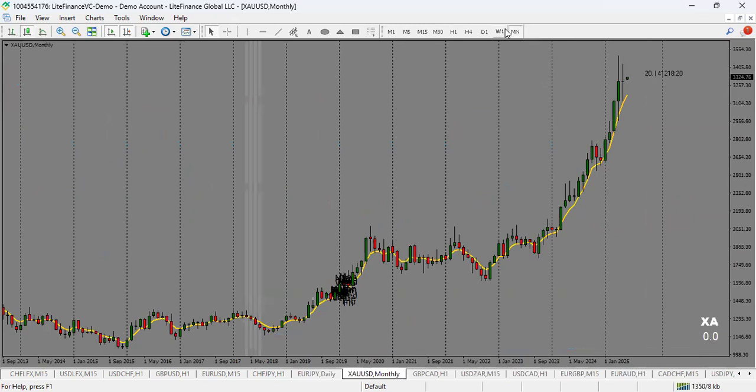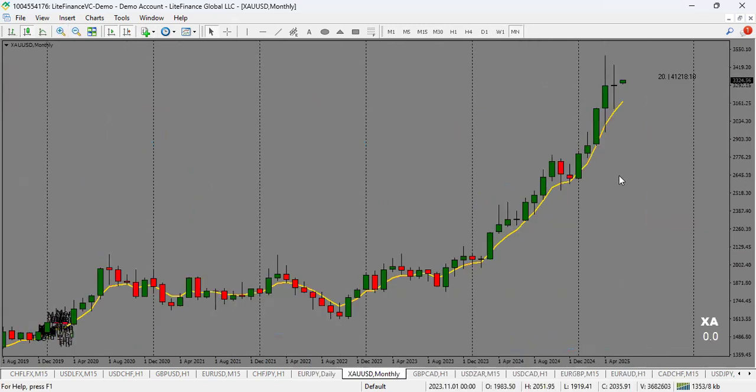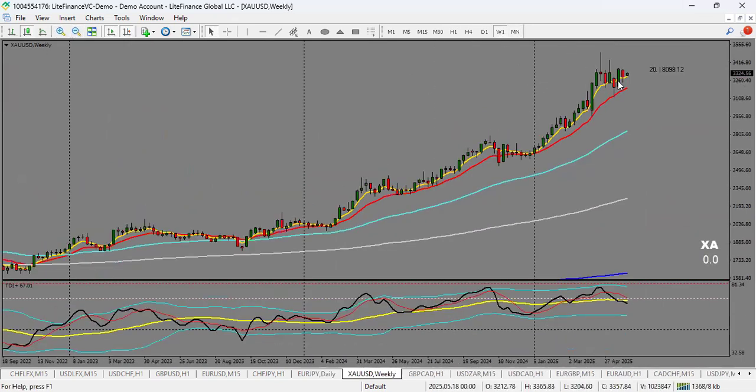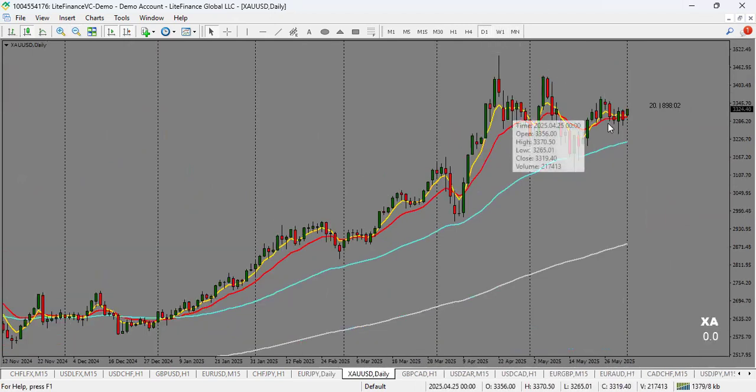This is gold, and on the monthly time frame, gold is still having a bullish market structure. On the weekly, however, we are in a continuation pattern here. This consolidation is also a continuation pattern. So we should expect gold to continue going up. That's what I should expect here.